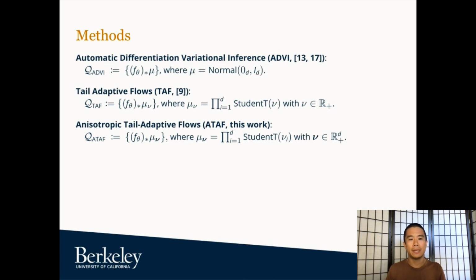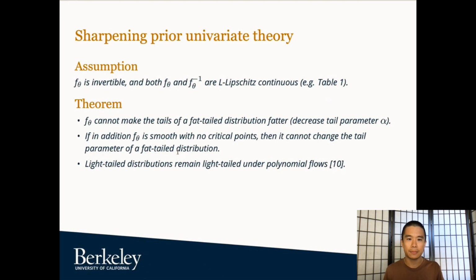In more detail, ADV consists of a push forward of a normal, whereas tail adaptive flows consists of a push forward of a product of Student t's with the same tail parameter in every direction. And thus our work is a slight modification of TAF where we allow the tail parameter of each Student t to vary across each dimension. Although this may seem like a trivial modification, our theory later will establish that this is indeed necessary to represent anisotropic tails.